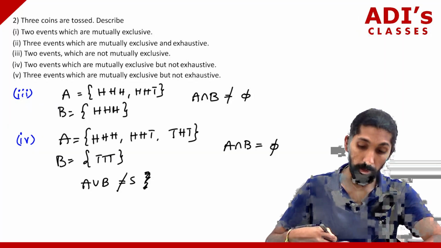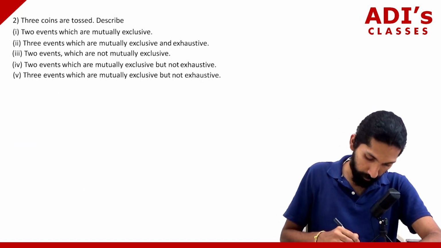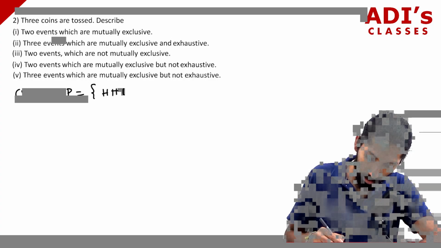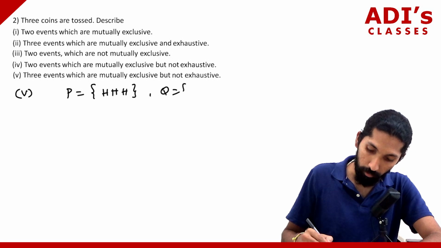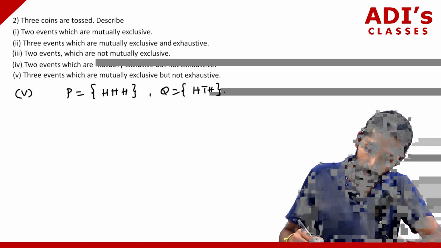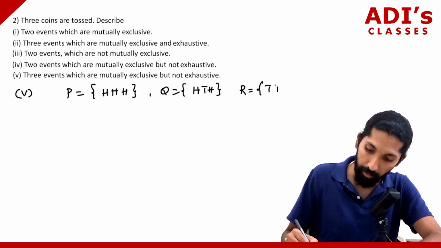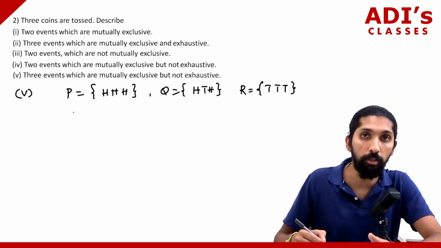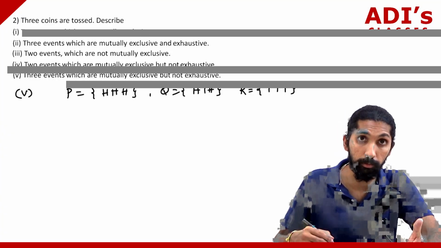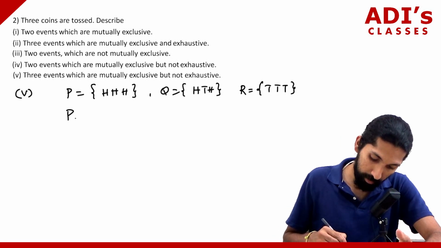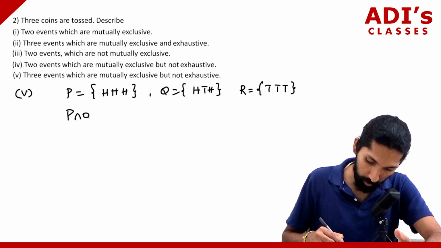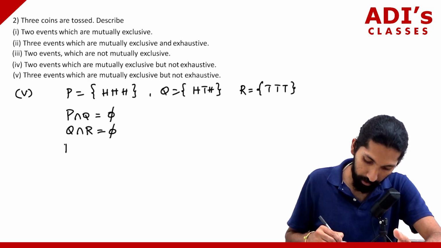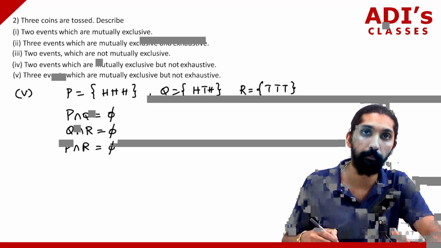Fine. Now let's do the fifth one. Say the three events for the fifth one. Let there be P, which is say HHH, and say Q, which is HTH, and R, which is say TTT. Alright. Now, if you do mutually exclusive, obviously looking at this only, you can tell that they are mutually exclusive, isn't it? Because P intersection Q is a null set, Q intersection R is a null set, P intersection R is a null set, correct?